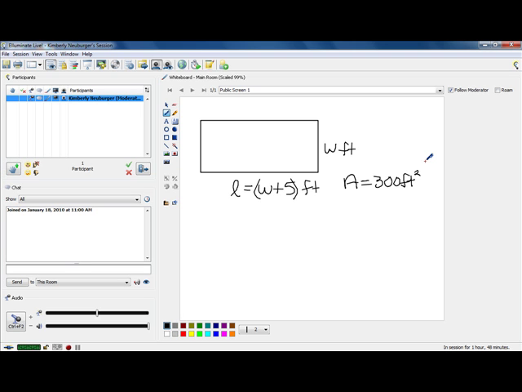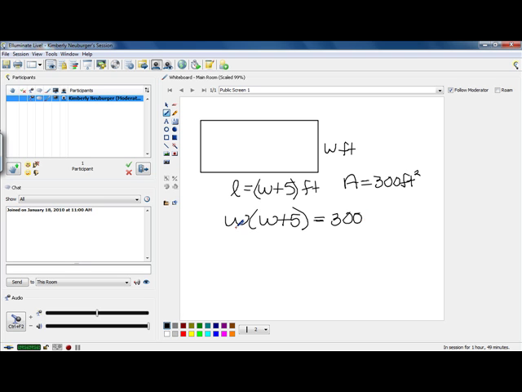And we want something that only has one variable in it. So rather than using L and W, how about if we use the W plus 5 and the W? That's going to give us W times W plus 5 is going to equal our 300. This equation will help us solve for W, and then we can find our L also. So we're going to go ahead and solve this by doing a very similar process we did in our problem that was given to us.